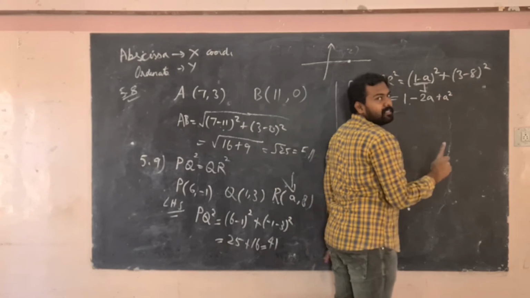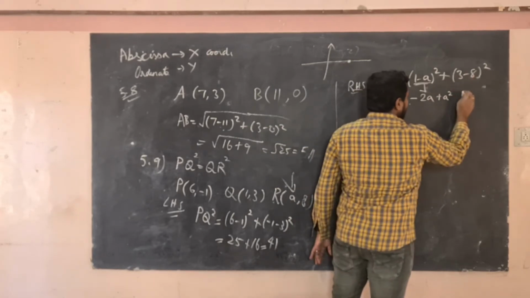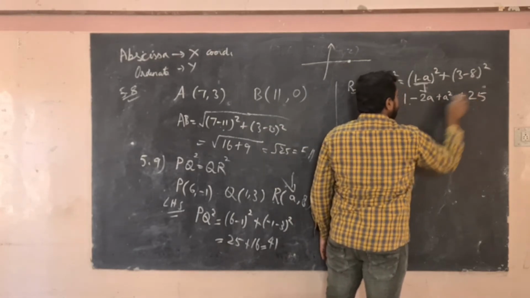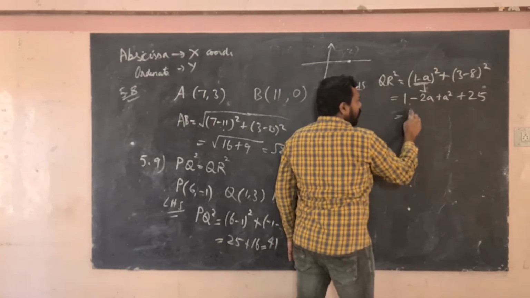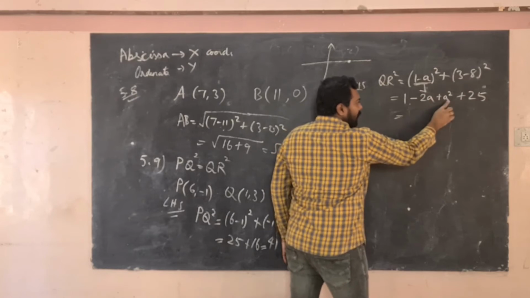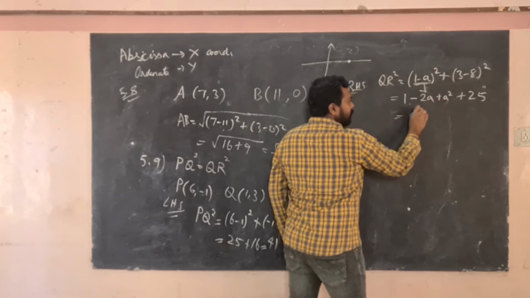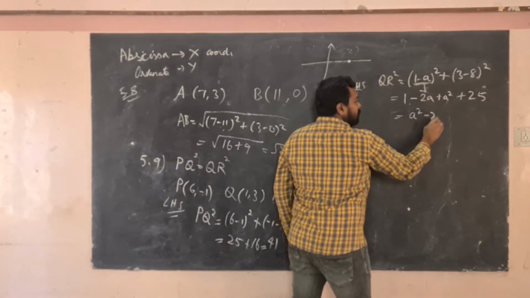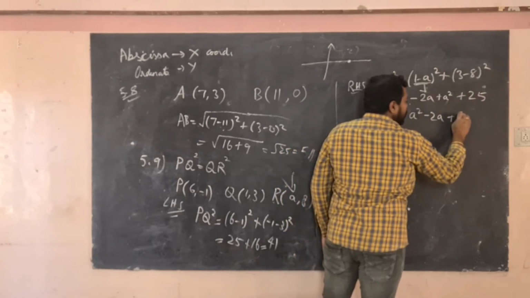3 minus 8 is minus 5. Minus 5 the whole square is 25. So what we have got? 1 plus 25 is 26. Now see how to write it. I am writing the A square in the first term. A square. Then minus 2A. 1 plus 25 is 26.